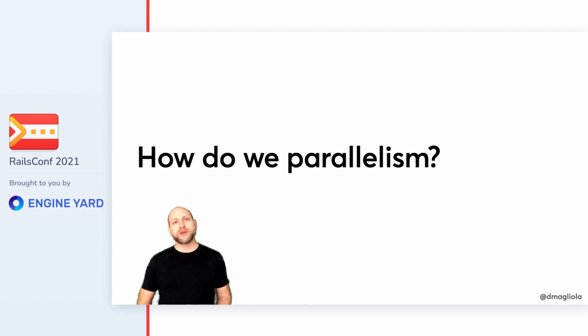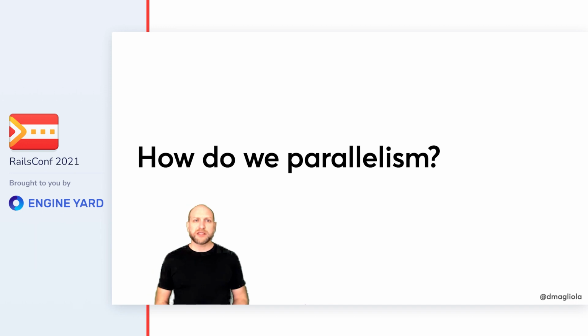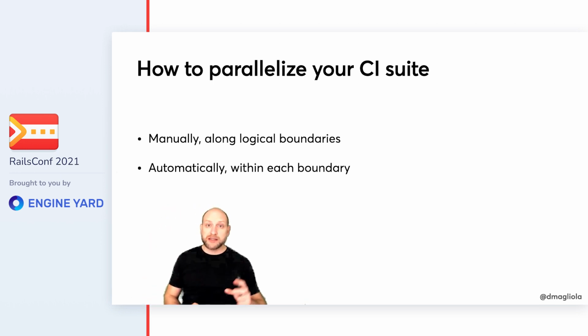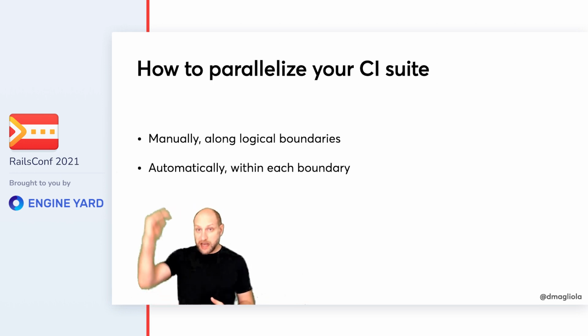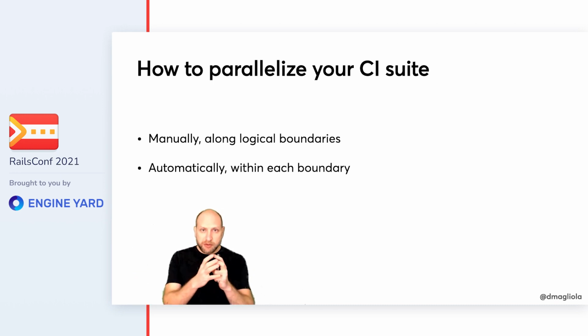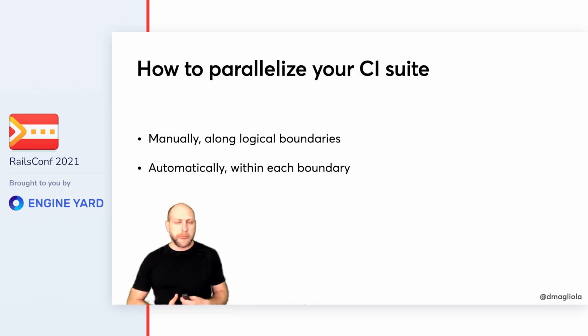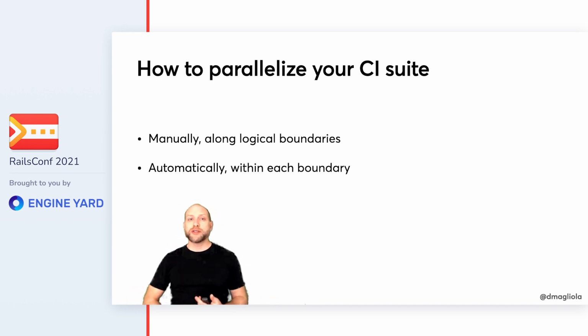We want to make our CI suite finish faster, and we're going to do that by running things in parallel. But first things first, how do we even do this? How do we parallelize our tests? And there are two main ways. You can manually split off sections of your test suite into chunks that make logical sense, and then have each of those chunks run in parallel. And then you can take each chunk and automatically split it into many machines to also run it in parallel. Now, this is not an either-or choice. You'll most likely want to do both.